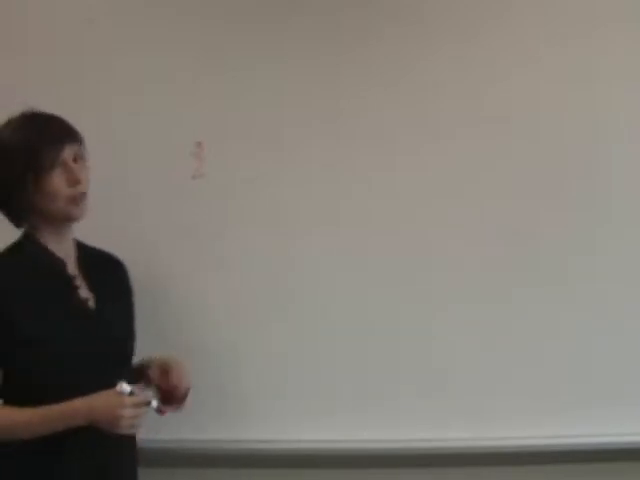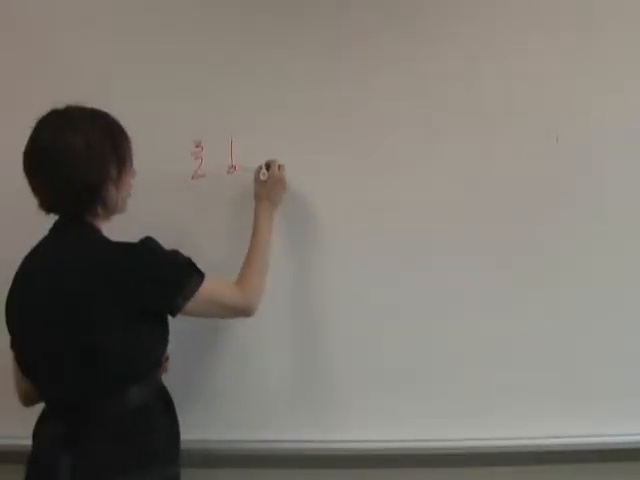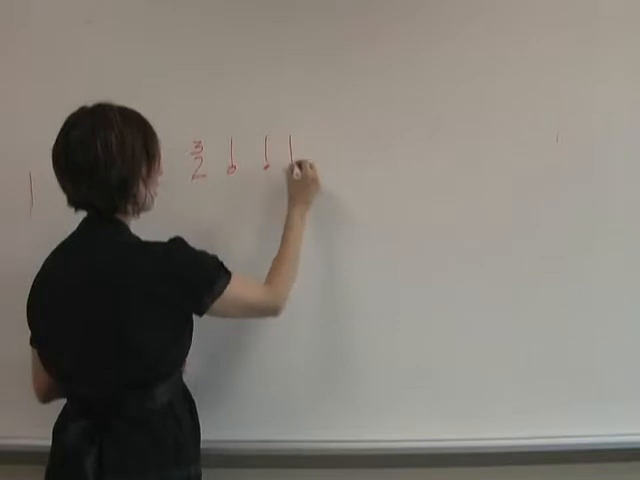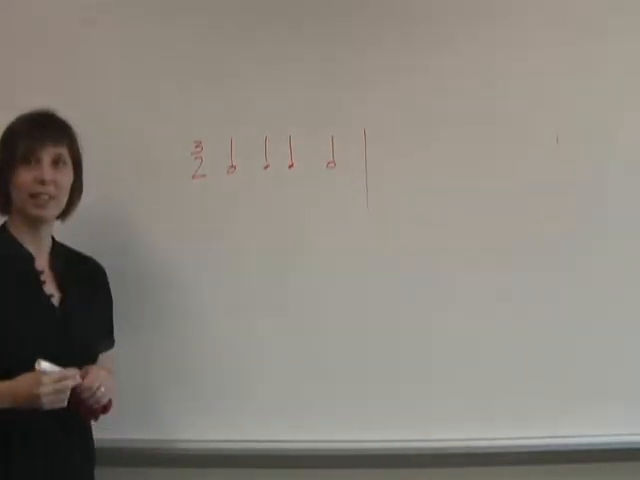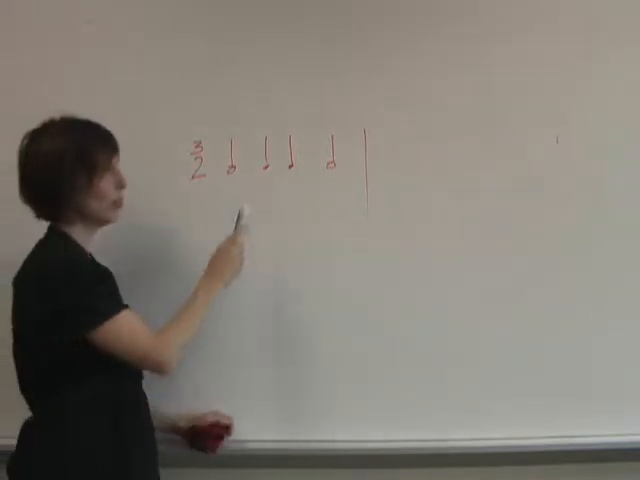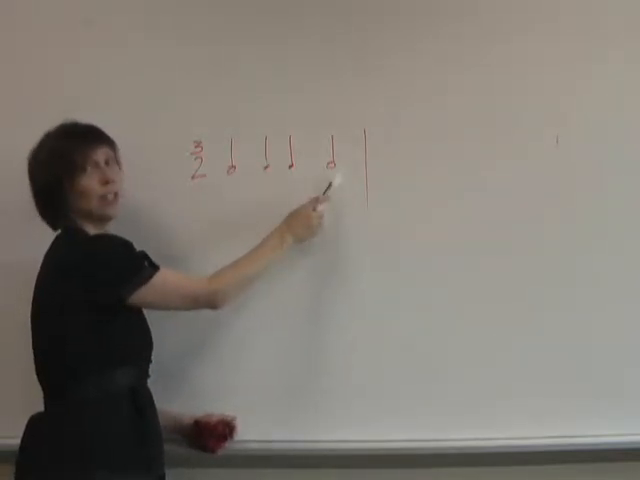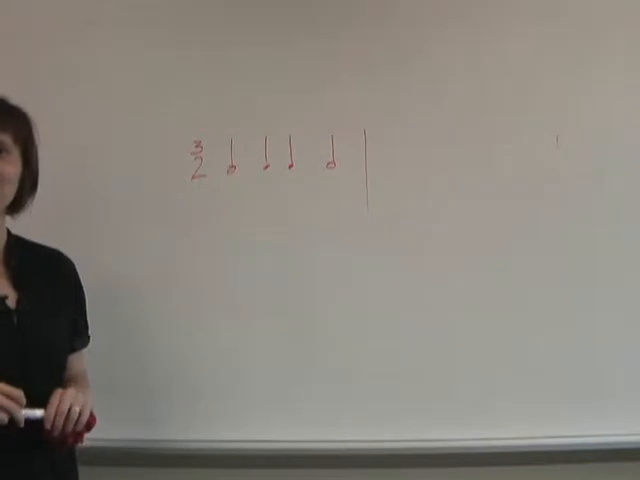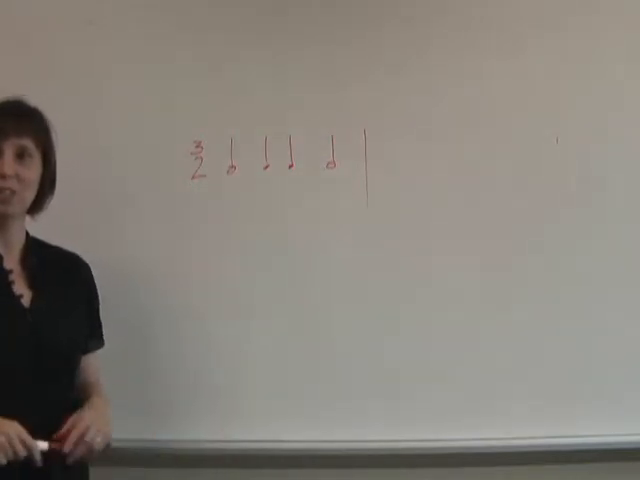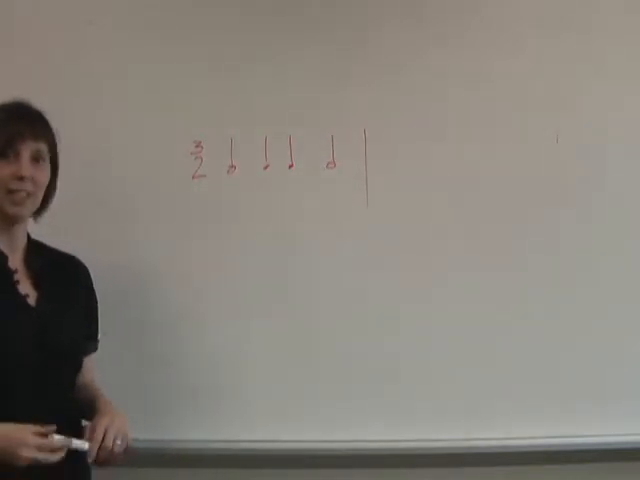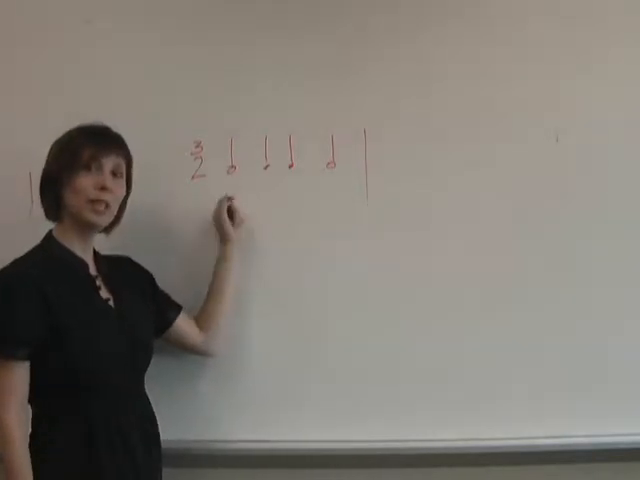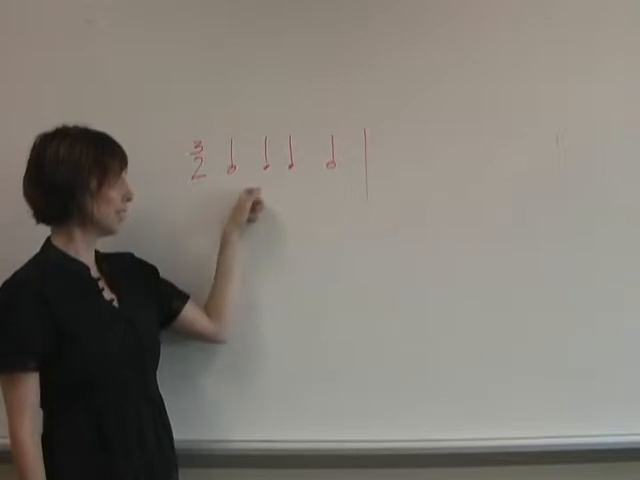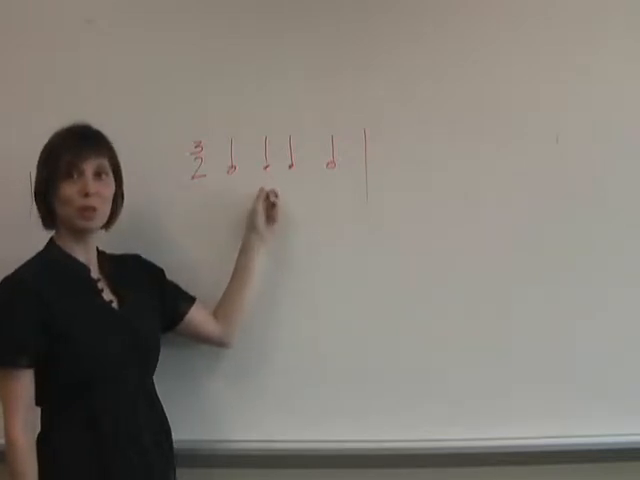So in the case of 3/2 time, you might see a measure like that. And we would count 1, 2, 3. Right? We're still counting threes. We're still going to have 3 beats in each measure. It's just that now a whole beat is going to be a half note, and a half a beat is going to be a quarter note, right?